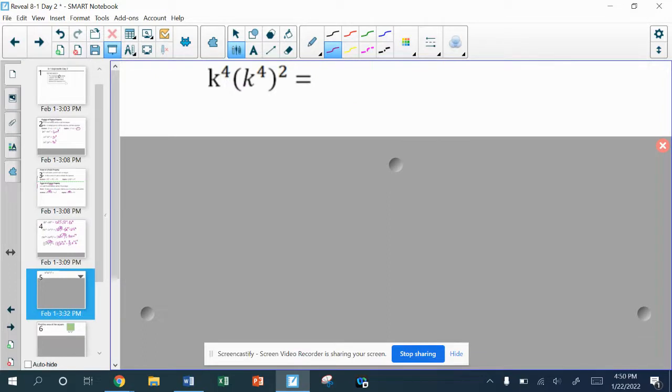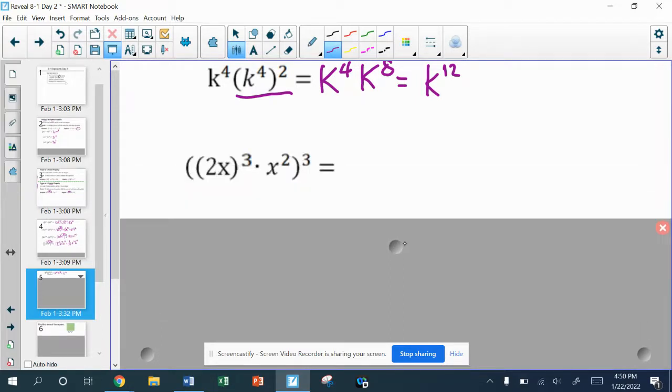Here, just like all the other times we work with order of operations, I have to get rid of my parentheses. So I would need to take care of this part first. So that k to the 4th is just going to hang out for a second, and I'll get k to the power to a power. We're going to multiply, 8th power. And then because those are the same bases, I'll have k to the 12th power. Same base as we add the exponents.